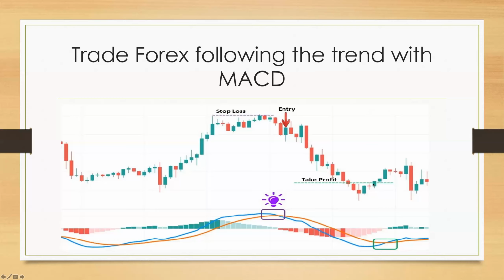So this is how we get in and get out. The MACD crosses the signal from on top, we enter the trade. It comes down and it crosses it from below to go back up, we exit the trade. That's how we use the MACD for this.